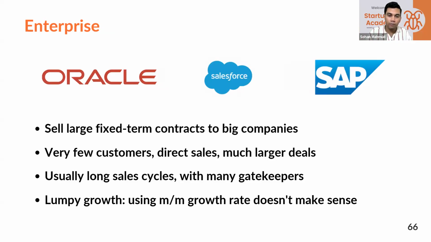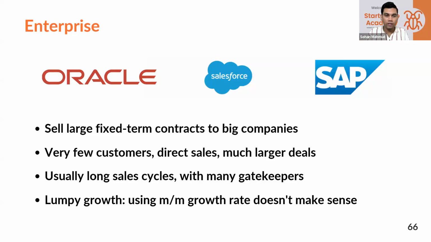If we are getting a service from a big company, those big companies' sellers are these enterprises. They have very few customers, direct sales, and much larger deals. Usually long sales cycles. They're not going to do it for 1 month or 1 year. They have like 5-year, 10-year contracts with those big companies.